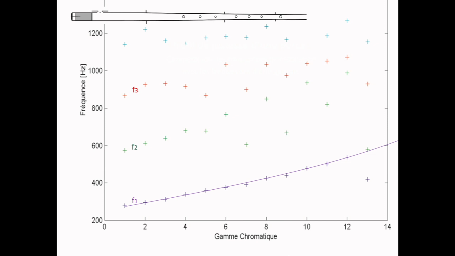So, as expected, when you play the fingerings of a chromatic scale, the first resonance is going to follow nicely the expected law. But if you now look at the second and third resonances, you see that, maybe for the first 2 notes here, they follow the same expected relation, but then when you move to the other notes, it becomes much more complicated. That's mainly because of the small diameter of the tone holes.